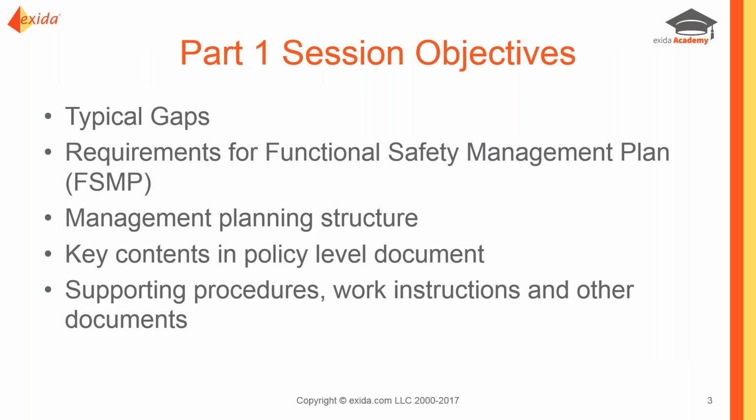So for this part 1 session, what we're going to focus on is basically the front end of the functional safety management planning and how we're going to structure it. If we start a functional safety management project and we don't have a good plan in place, there are gaps that always occur with these type projects. So we'll talk about what are some of the typical gaps that we see, and then look to how we can use the FSMP to make sure those gaps do not occur on a project.